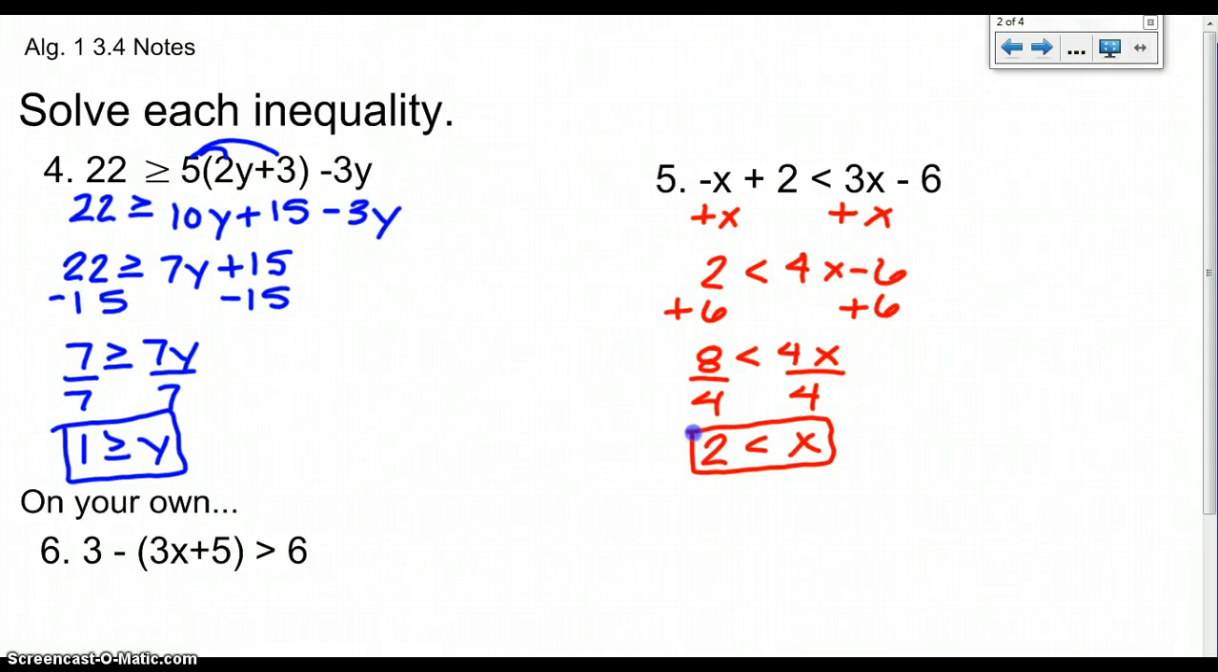It's just like solving equations, the exact same as if this was an equal sign, but it's a less than or greater than sign. So I want you guys to pause it now, do number 6 on your own, and then we'll come back and see if we get the same answer.